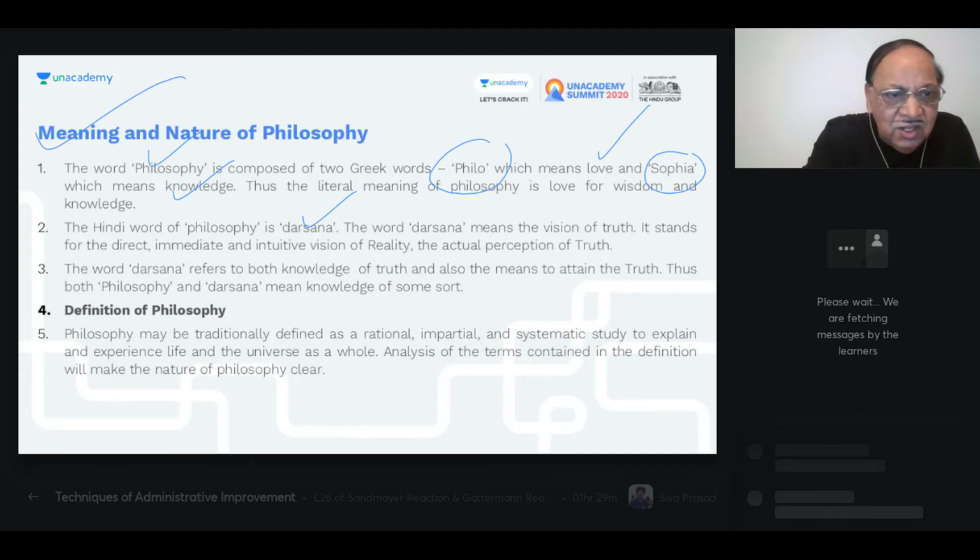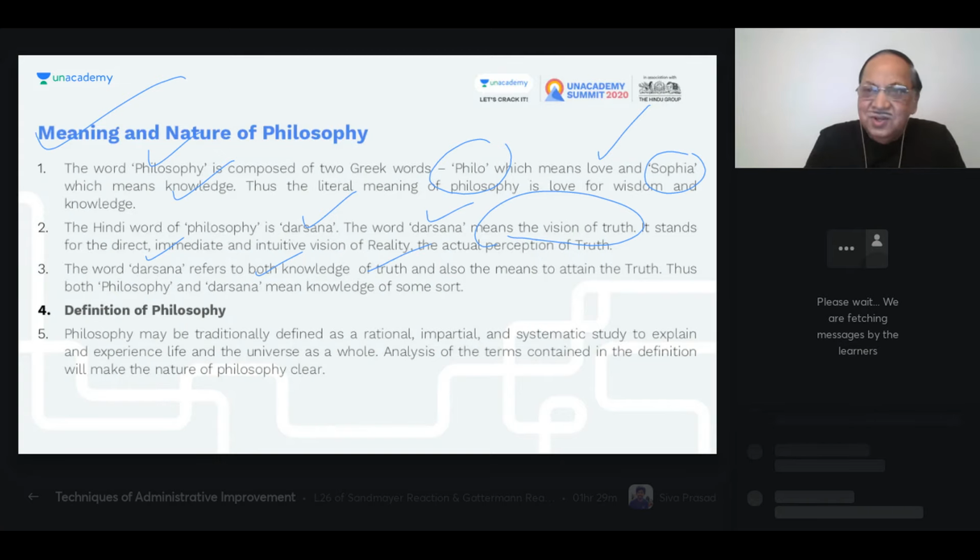What I was saying, the Hindi word for philosophy is darshana. And the word darshana means the vision of truth. It stands for the direct, immediate, and intuitive vision of reality and truth. Darshana also means a direct, immediate, and intuitive vision and knowledge of truth and reality of the entire universe. So this is the literal meaning of the term philosophy.